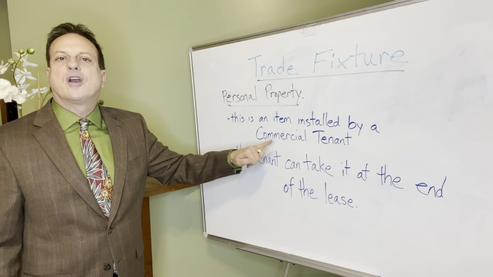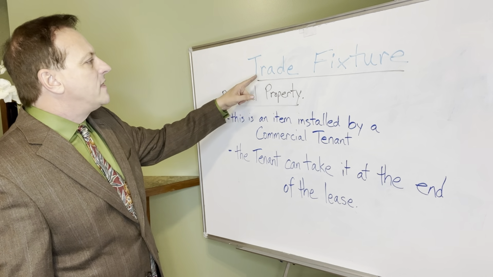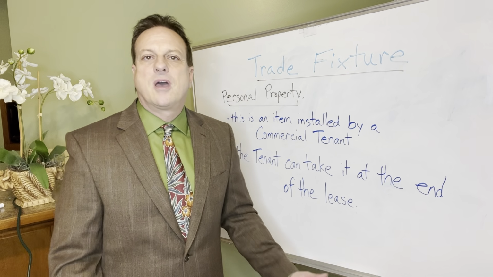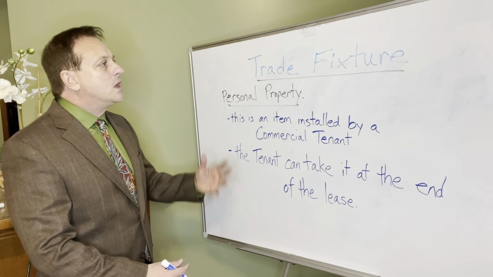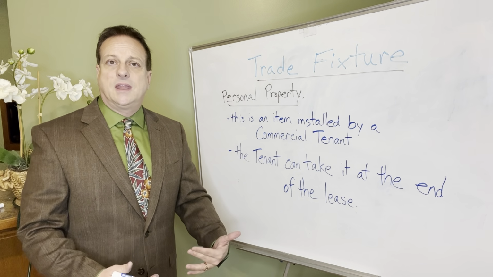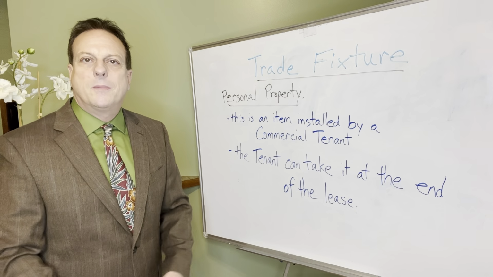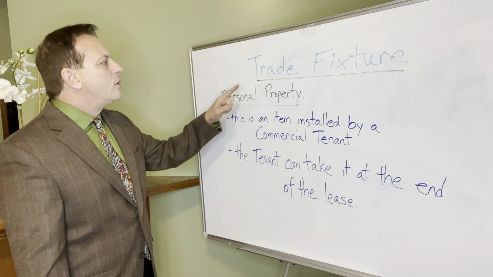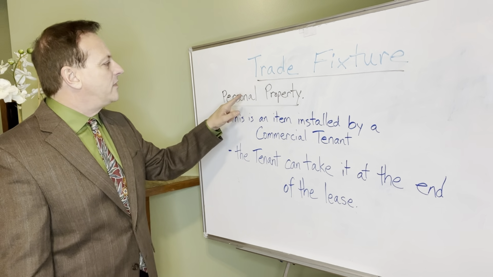This is an item installed by a commercial tenant. It's a lease. And the commercial tenant has installed something, and that is a trade fixture. The tenant can take it at the end of the lease. Now, if they don't take it, then it becomes owned by the landlord. It just stays there. And depending on how they're going to lease it out next time, they might have to remove it. Things like this could be a counter. Say it's a cafe, and the tenant brings in a glass counter to put merchandise in. Or maybe it's a hair salon and they've brought in some equipment, maybe sinks, maybe special hair dryers, things that are attached to the property. Those are trade fixtures. So if you see the word trade fixture, remember that's personal property.